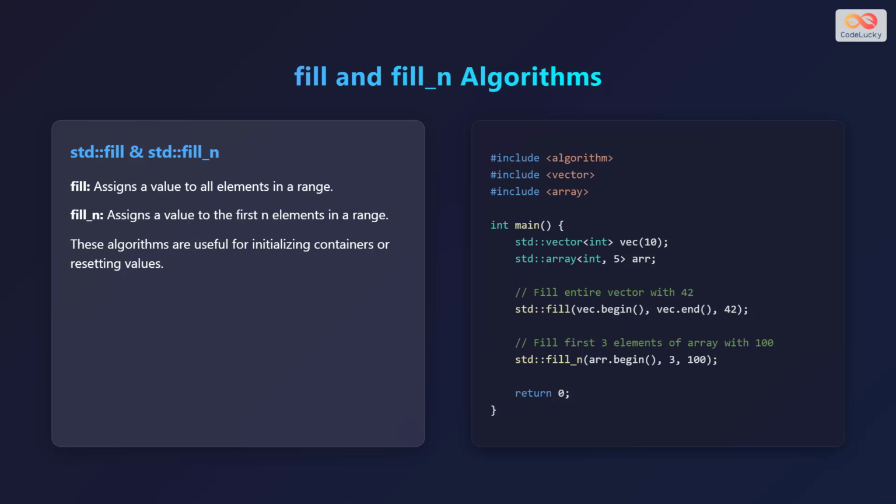Then we use the fill_n algorithm to fill the first 3 elements of the array with the value 100. The fill_n algorithm takes 3 arguments: the beginning iterator of the array, the number 3, and the value to fill with, which is 100. Finally, the program returns 0, indicating successful execution.